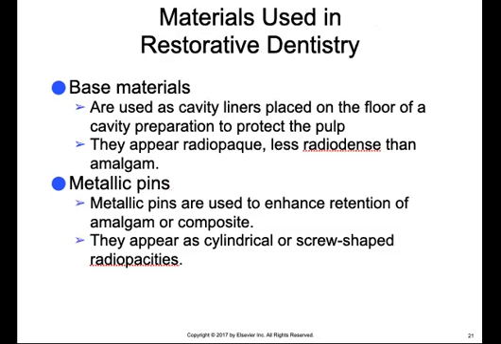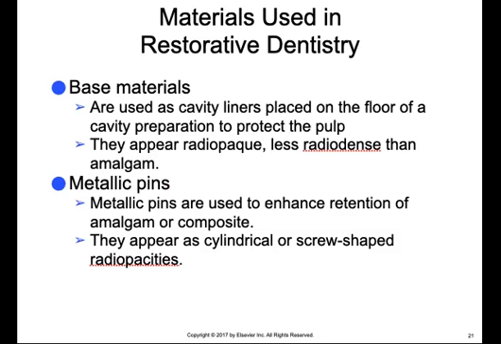So, the materials that are used in restorative dentistry include base materials and metallic pins. Base materials are used as oral cavity liners to protect the pulp of the tooth. As a base material, they appear radiopaque. Compared with amalgam, the base material appears a little bit less radiopaque.